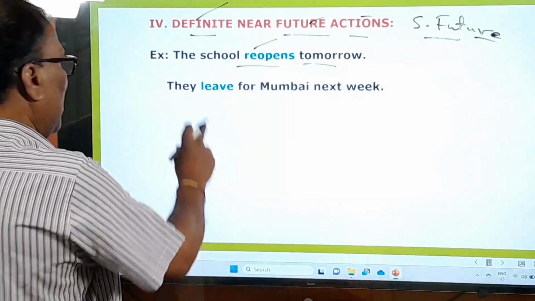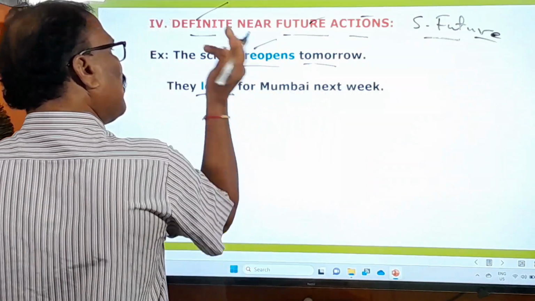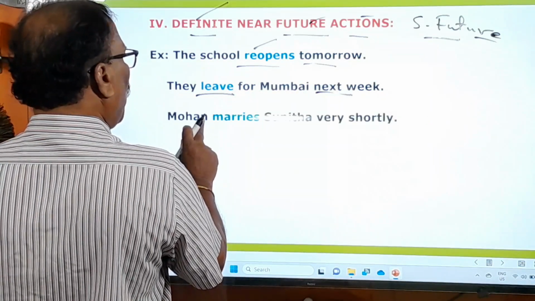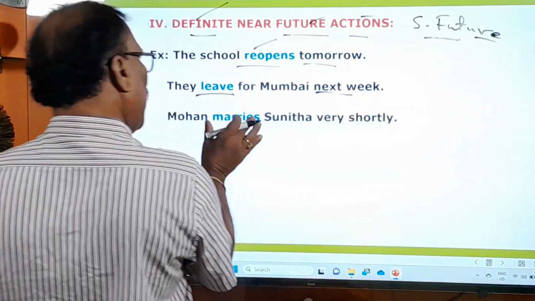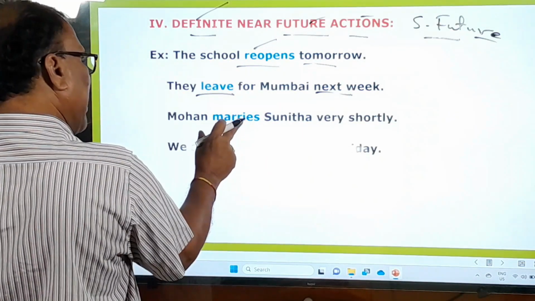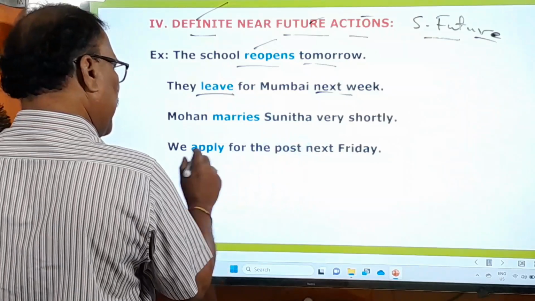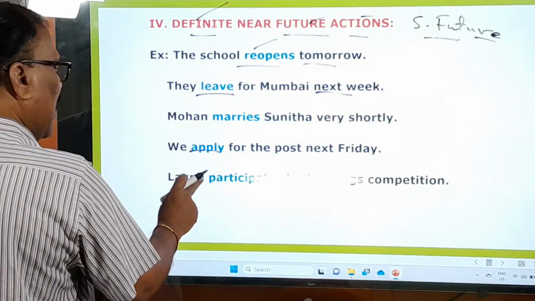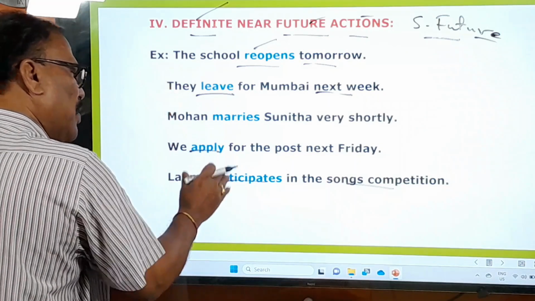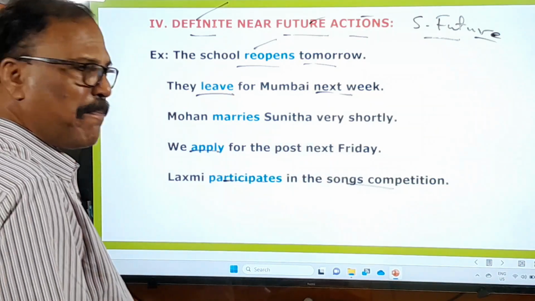And here you see that they leave for Mumbai next week. Damn sure. Definitely they are leaving for Mumbai next week. That is the mark. And next, Mohan marries Sunita very shortly. It's a thing going to take place definitely. It's a definite action. We apply for the post next week. Definite action. Okay. Lakshmi participates in the songs competition. It's a definite action. She is definitely going to participate in the songs competition.